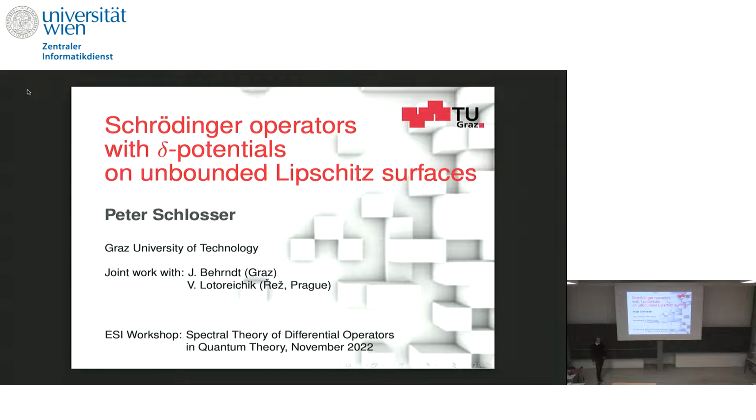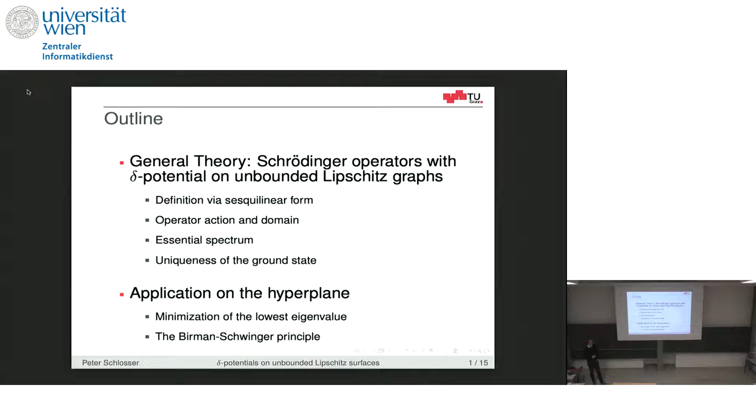Okay. I will talk a little bit about Schrödinger operators with delta potentials on unbounded Lipschitz surfaces. In particular, it will be 2 parts. First thing will be some general theory about it, how to define the operator, some general results about the essential spectrum, ground state, and so on. Just a little thing, how far can you push things? In particular, okay, unbounded Lipschitz graphs, but in particular, how bad may the potential be and so on. So how far can you push things for somebody who's interested in this topic?